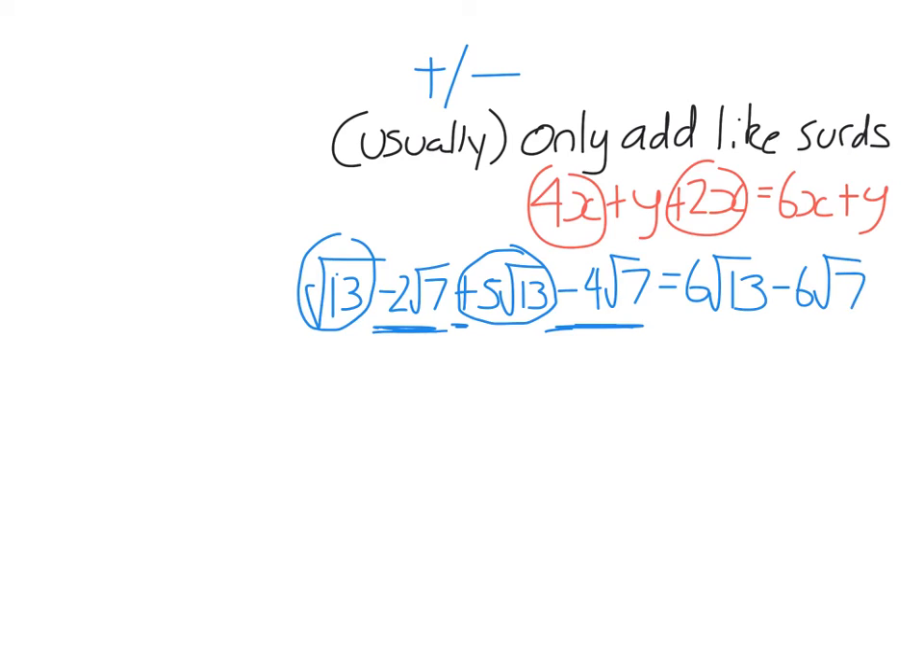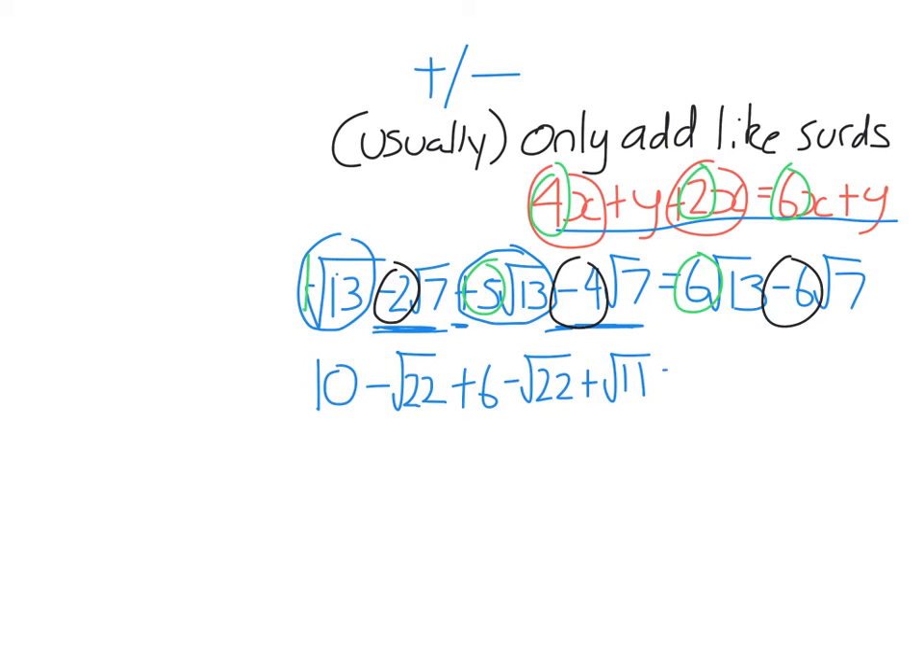Just like when we were adding and subtracting terms in algebra, if we had to add terms, we just added the coefficients. We got 4 plus 2 equals 6. We do the same here. This is like a 1 plus 5, which gives us 6. And of course, minus 2 minus 4 gives us minus 6.